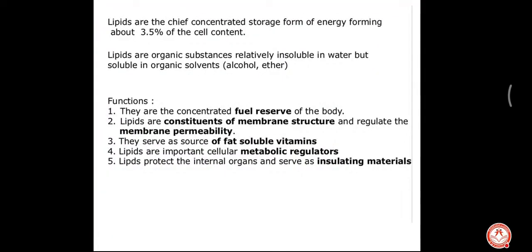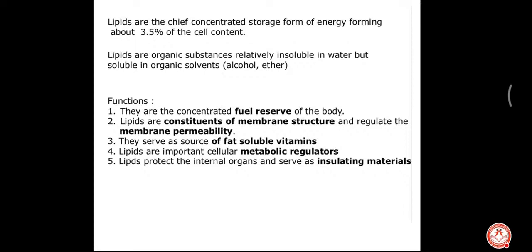Now, the lipids, very important. Lipids are the chief concentrated storage form of energy, forming about 3.5% of cell content. Lipids are organic substances relatively insoluble in water but soluble in organic solvents such as alcohol, benzene or ether.